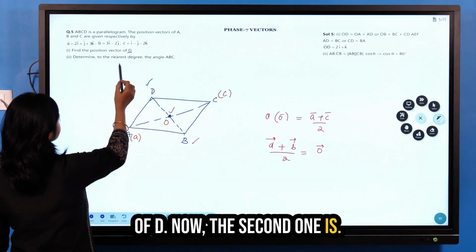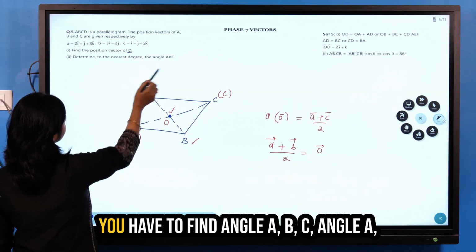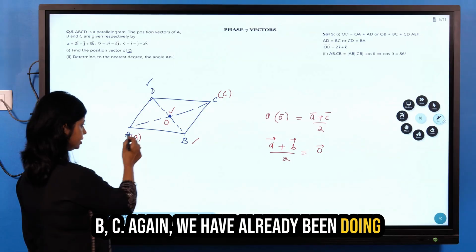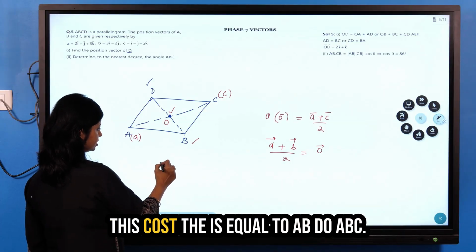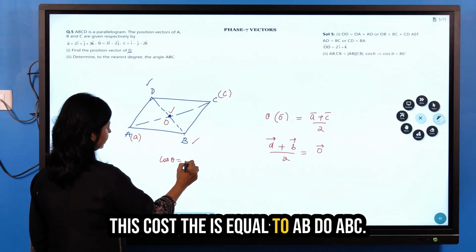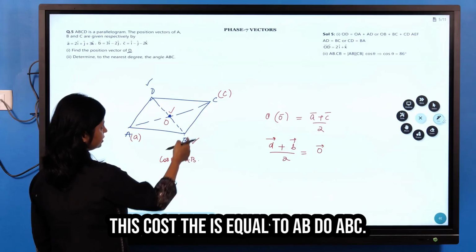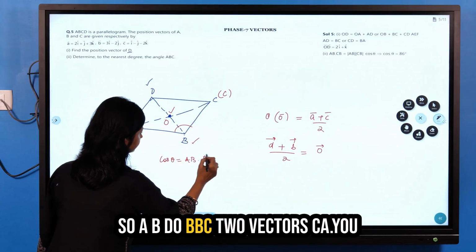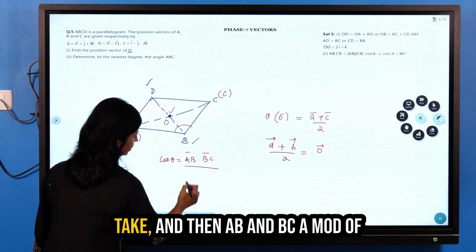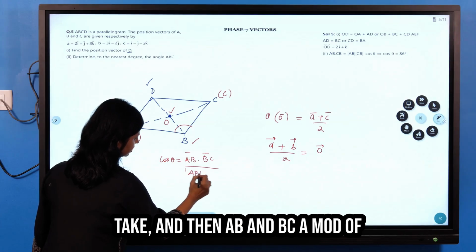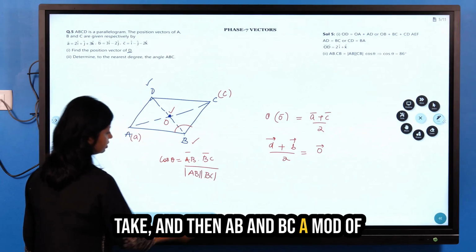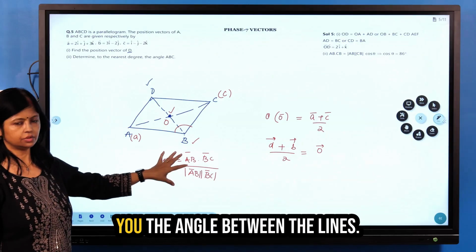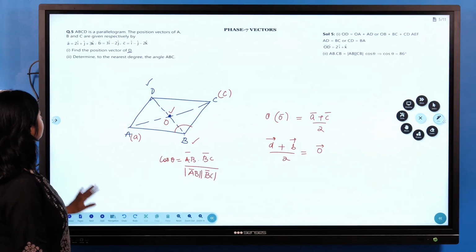Now the second one is you have to find angle ABC. Angle ABC, again, we have already been doing this. Cos theta is equal to AB dot BC, so essentially this angle. The dot product of the two vectors AB and BC you take, and then divide by the mod of these two vectors. That will give you the angle between the lines.